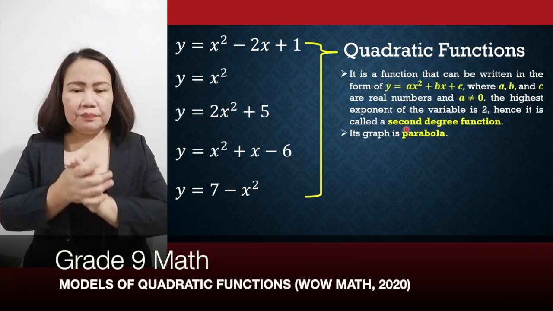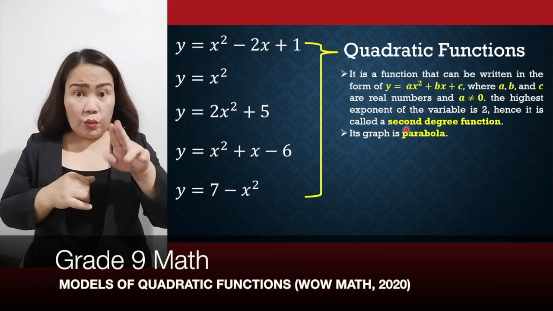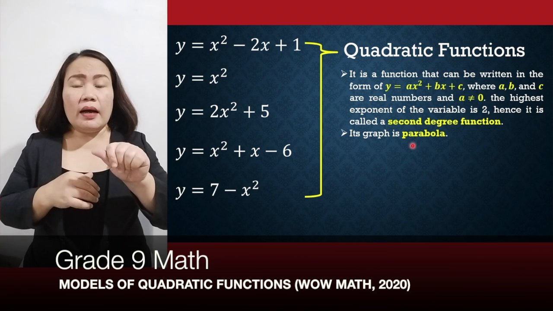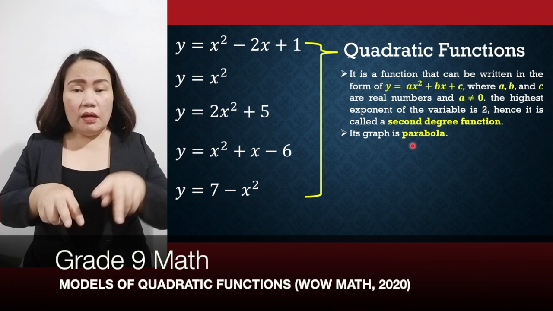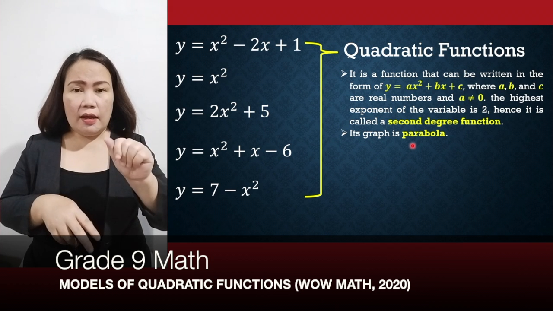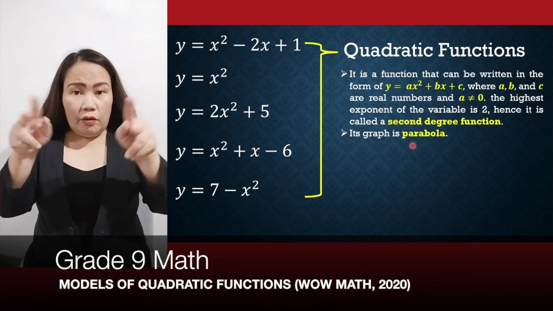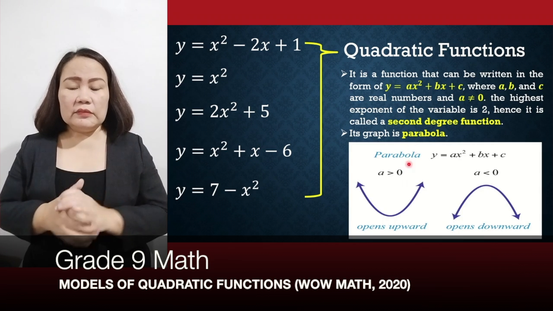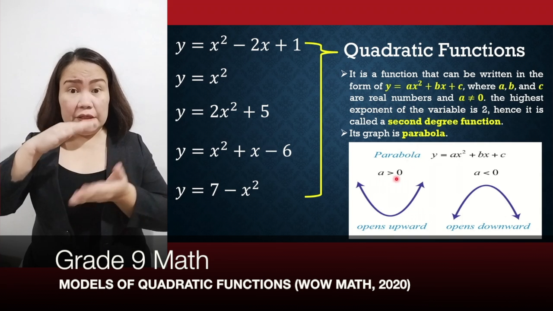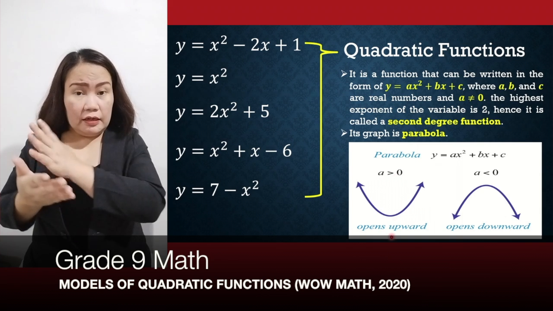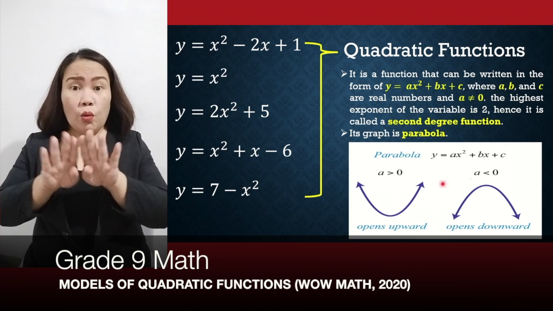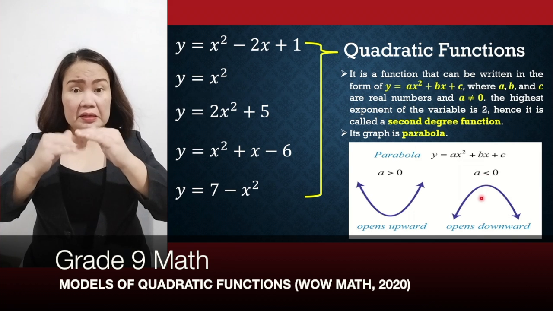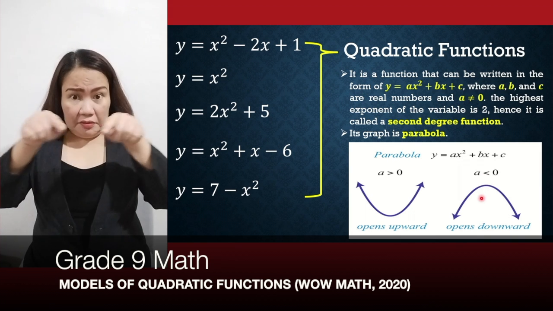Now, the quadratic function graph is a parabola. So, its graph is always a parabola. Kapag nag-graph tayo ng quadratic function, ang laging result ng graph natin ay parabola. Ano nga ba yun? These are the examples. So, if your a is greater than 0, the graph of the parabola opens upward. But, if your a is less than 0, the graph of the parabola opens downward.